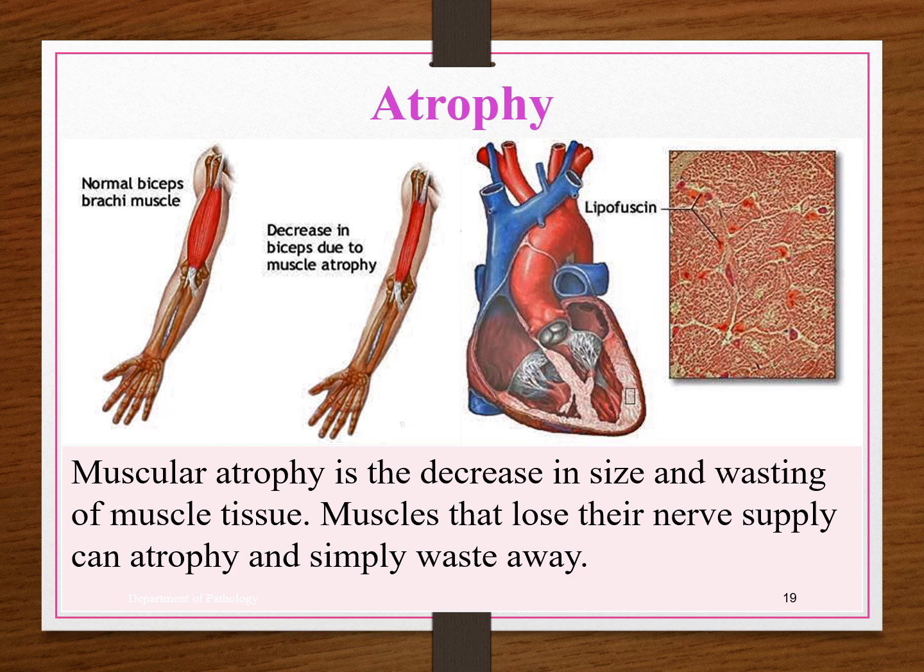In this picture, you can observe there are normal biceps brachii muscles in the first picture, and there is a decrease in the biceps due to muscle atrophy in the second picture. And when you observe the heart, in the microscopic picture, there is lipofuscin. Muscle atrophy is the decrease in size and wasting of the muscle tissue. Muscles that lose their nerve supply can atrophy and simply waste away.